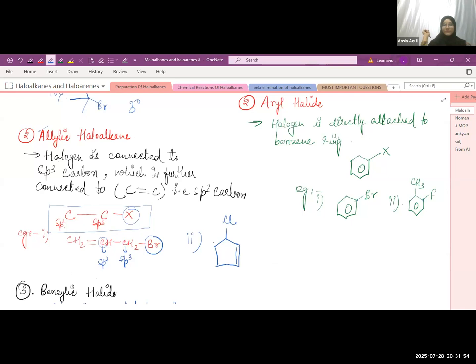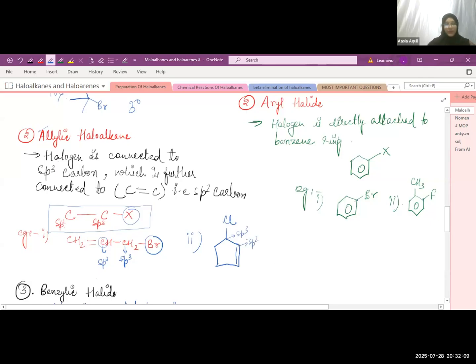Yes, ma'am. So how is it allylic? Explain to me. The chlorine is attached to the carbon which is sp3 hybridized, and that is further connected to an sp2 hybridized carbon. Yeah, very good.